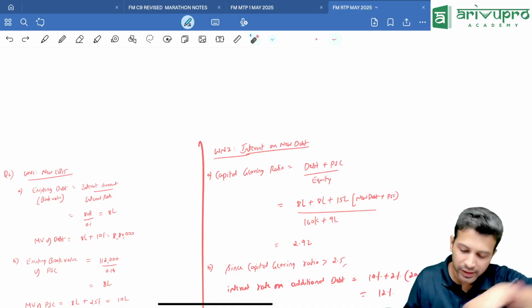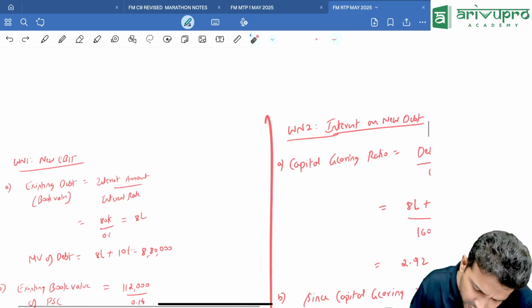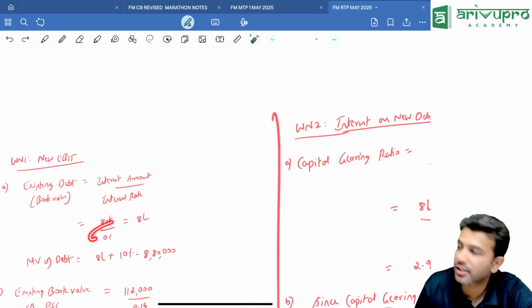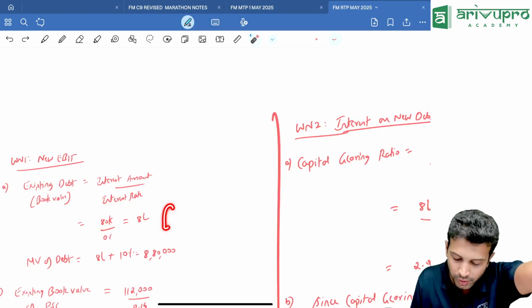Interest amount divided by interest rate. Should I explain that once again, or is it okay? Interest amount is given in the question to be 80,000. Interest rate is given to be 10%. That means debt is how much? 8 lakh.